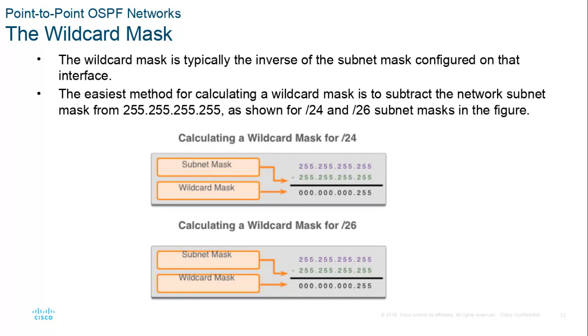You simply subtract them from 255.255.255.255. You subtract that, and you come up with the wildcard mask. This chart is wrong. The subnet mask is 255.255.255.0. That green is wrong. The green is also wrong for the second one. But it works perfectly, and that's why you end up with our most common subnet mask in the world, 255.255.255.0. So our most common wildcard mask is 0.0.0.255.